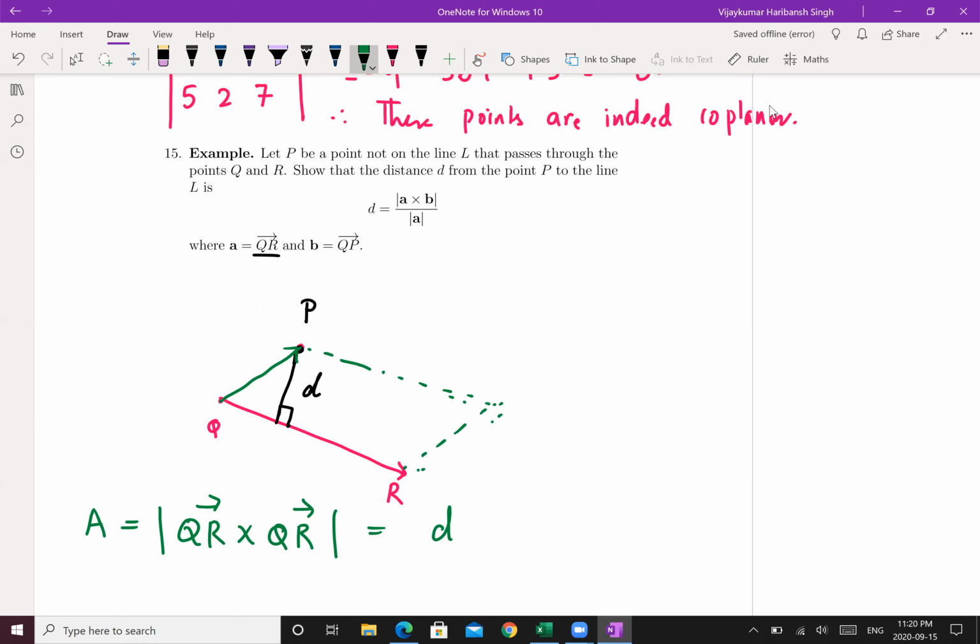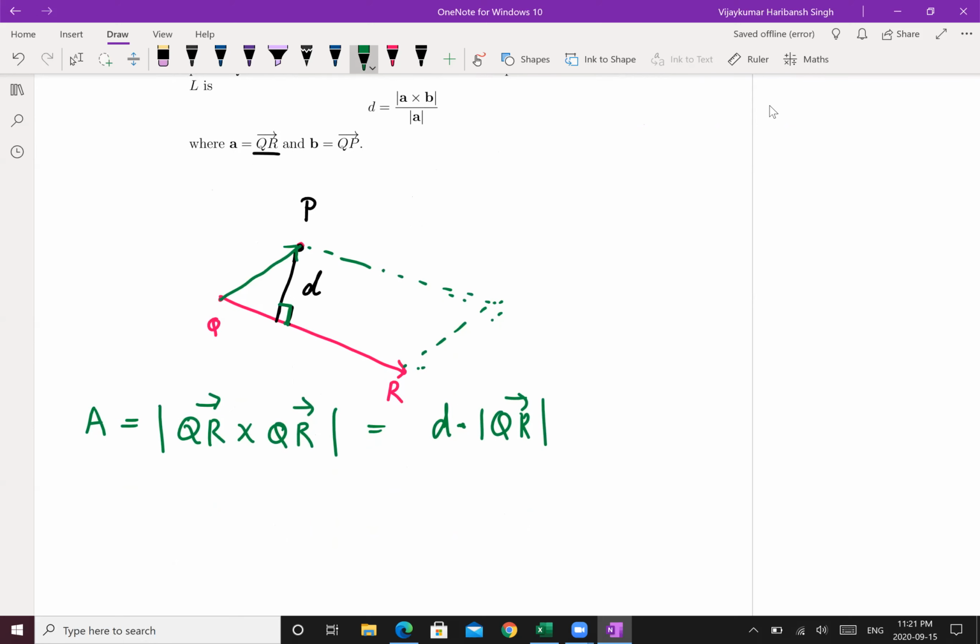D times, so it will be length of D, sorry, it's going to be D times, so the base, the length is, the height is given by D and the length of the base is length of QR, right? Area of a parallelogram is base into height. So the base is given by this and I'm completing the parallelogram. Let me just try to compute the parallelogram properly so that it looks like a parallelogram. So this is your parallelogram.